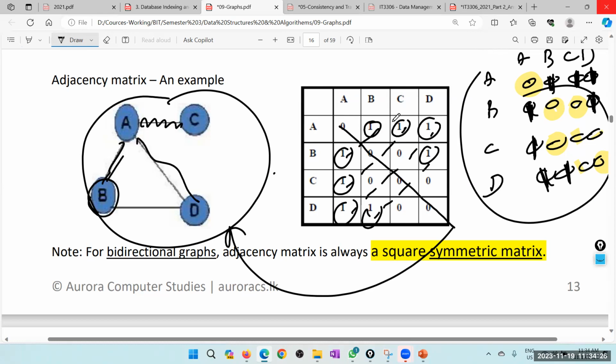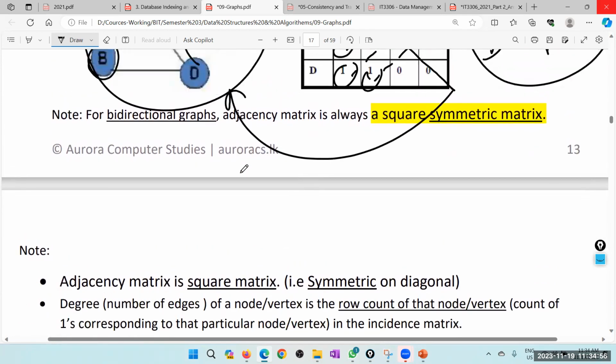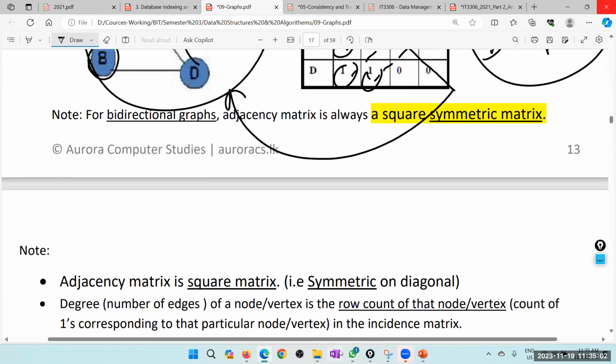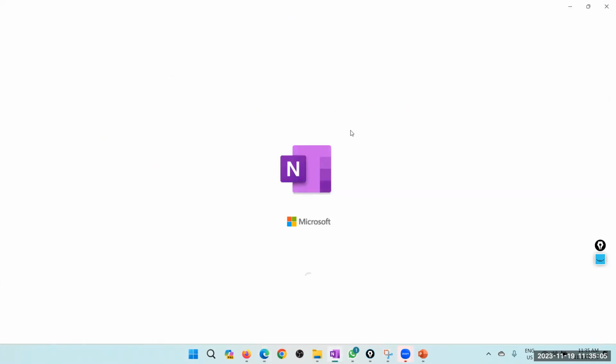But if it is not a bidirectional graph, you may have this but not this. That means you have A to B, but not B to A. It is something like this. So if it is an undirected graph, it is a symmetric matrix. If not, it is not a symmetric matrix. Right, I will draw a matrix, and you have to draw the graph. Just a small exercise. So this is my matrix.